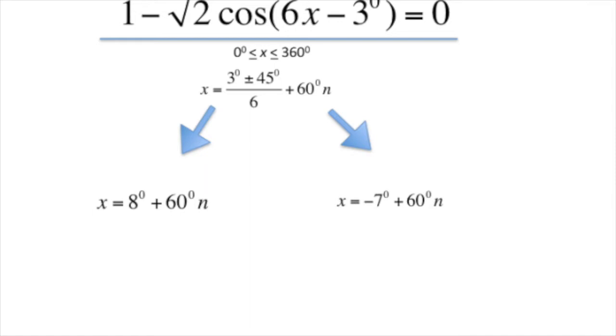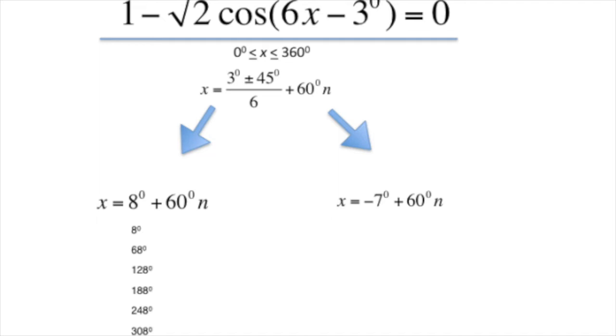If the problem had been asked in such a way that the answers were restricted to something between 0 degrees and 360 degrees, in order to get all of the answers, you have to start putting integers into n. Now we start with 8 degrees. I don't want to put a negative integer in for n because that will pull me out of my range. But if I put a positive integer in, starting with 1, I wind up with 68 degrees. And if I add 60 degrees again, I get 128, I get 188, I get 248, I get 308, and if I add another 60 to that, well, then I'm out of the range again.